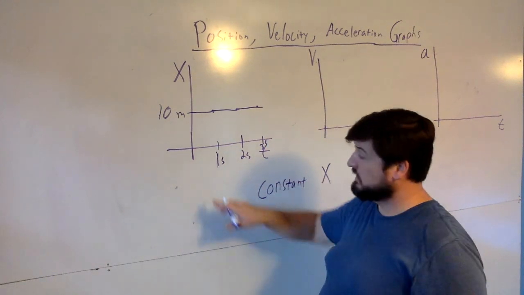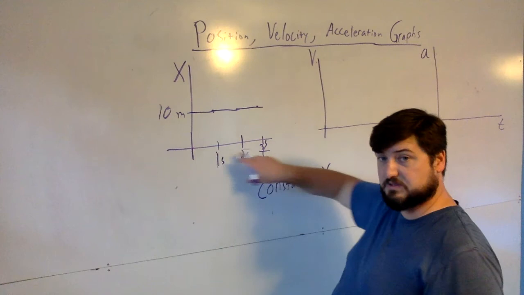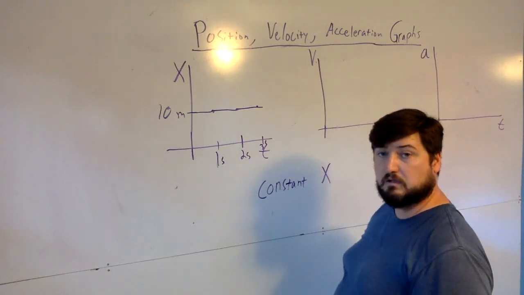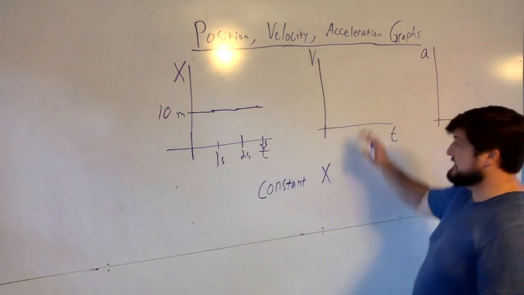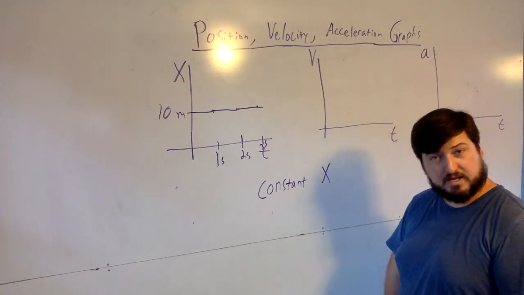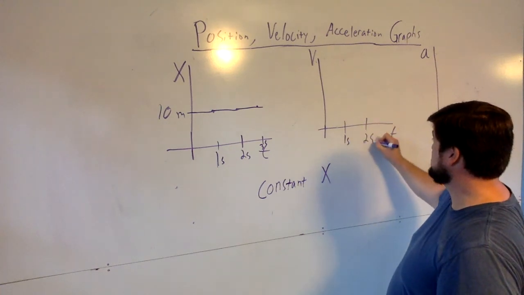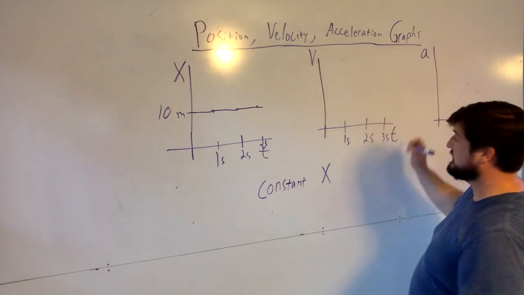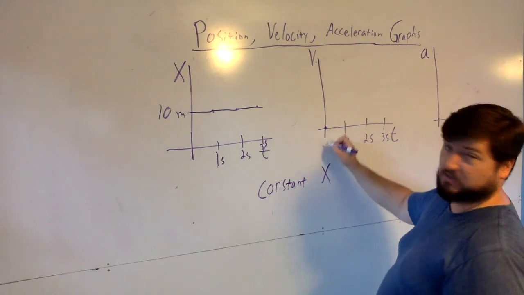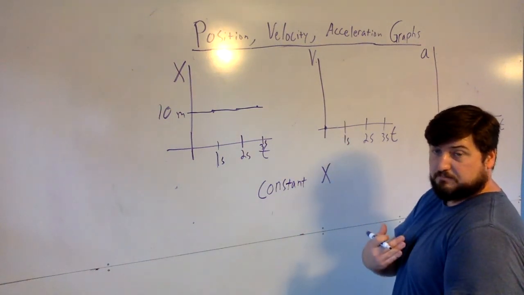Could it be at 0? Absolutely. It's just going to be a little bit hard to see on this graph, but I could start out at 0 meters and just stay there the whole time. So what does my velocity versus time graph look like for that? Well, am I moving? No, I am not. So after 1 second, 2 seconds, and 3 seconds, I start out with no velocity. I'm not moving, not changing my position over time.